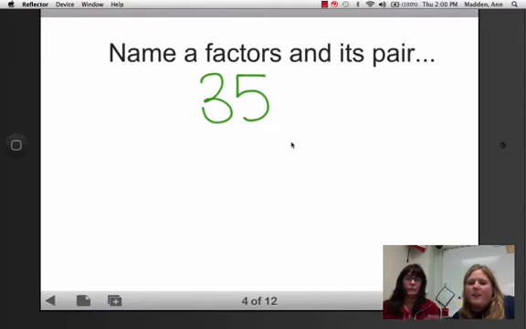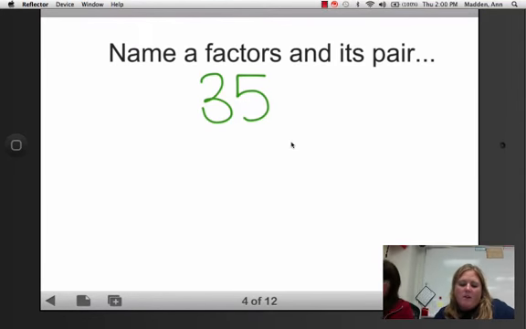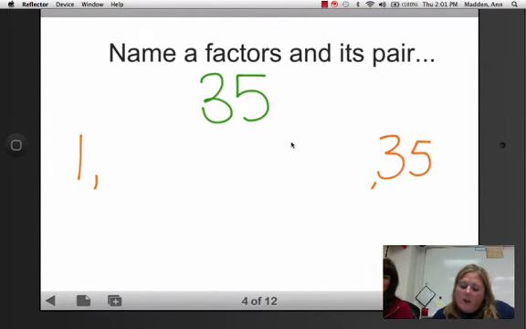All right, let's take a look at another one. Name the factors and its pairs of 35. So I'm going to go through my chart, or I can already think in my head what times what equals 35. Mrs. Lamore just told me 1 times that number, 35, is always going to be a factor. So let's take a look. Is the last digit even for a 2? It is not, so I'm going to move on. Is the sum of the digits divisible by 3? 3 plus 5 is 8. 8 is not divisible by 3. I can't divide 8 by 3 and get no remainder, so that one will not work.